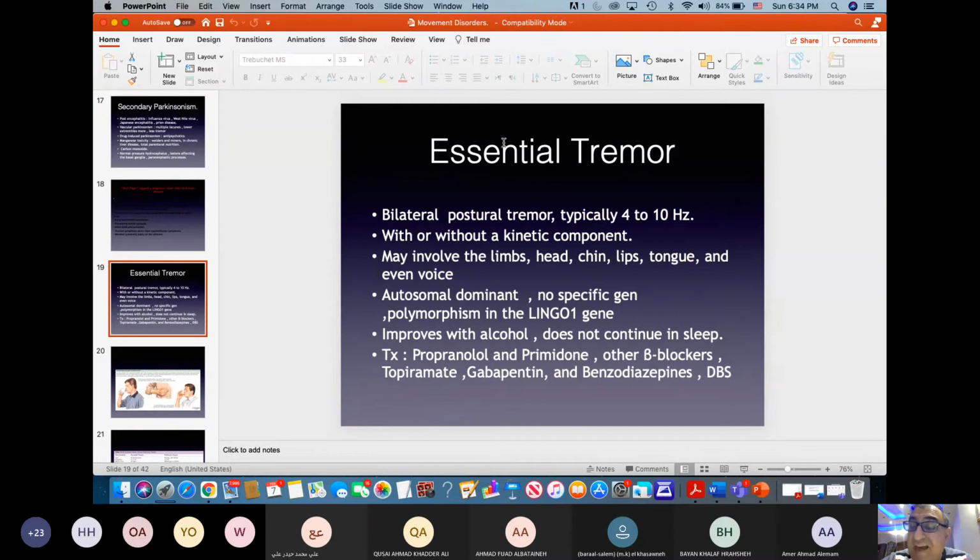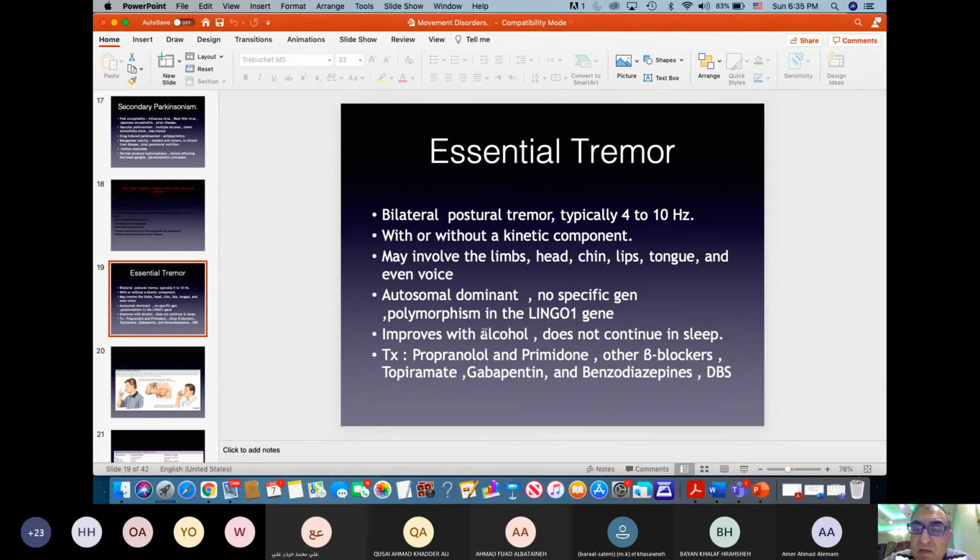The tremor is faster than the Parkinson tremor. So we're talking about 4 to 10 hertz. It may involve the limbs, head, chin, lips, tongue, and even the voice. And one of the key features, they have head tremor with it. As I said, it's typically genetic and autosomal dominant. It has been linked to a polymorphism in the LINGO1 gene.